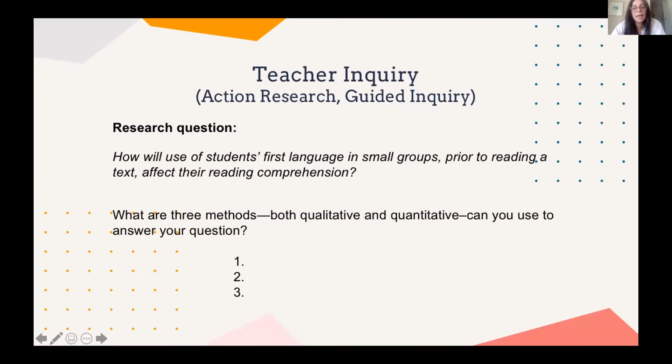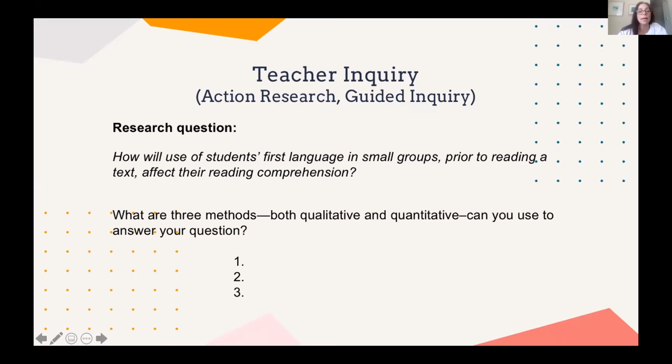Right, Jose Roberto said interviews, right? And so an interview might be asking students, how do you feel, which language would you like to use, or which language do you feel you could use before reading a text? An interview would be perfectly good. It may be an informal interview with students, okay? I might also ask students in an interview what kind of text they like to read.